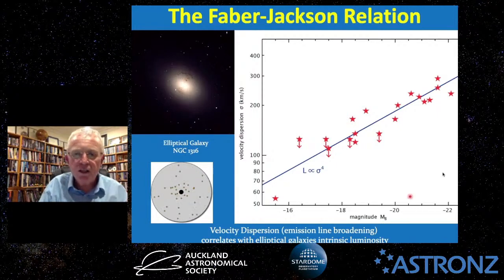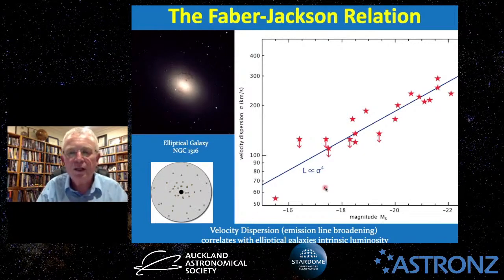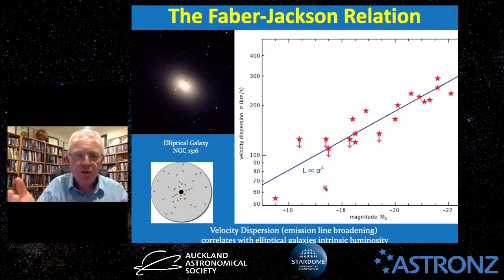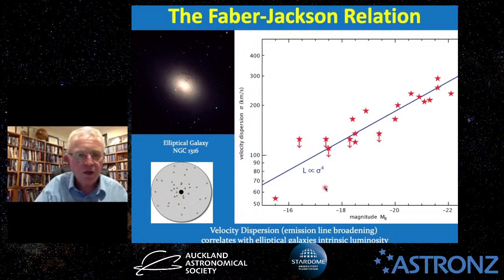And once again, as illustrated on this graph here, that correlates quite nicely with the intrinsic or the absolute brightness of that elliptical galaxy. Once again, you then compare that with the observed galaxy brightness, and there you go, you know the distance to that elliptical galaxy. It's called the Faber-Jackson relation.